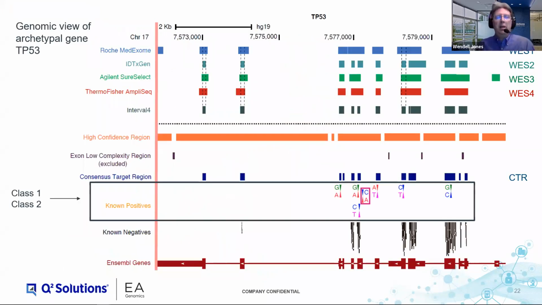So let's just illustrate that a little bit more fundamentally, taking an archetypal gene like P53, just to illustrate, for example, that the kits that are used to enrich for the exome are a little bit different. You see tracks for how each of them interrogate this particular gene. They're very similar, but you also notice the differences between them. You also notice that the interval 4 region is going to be the overlap of all 4. So you can't have a base in the interval 4 region unless it's covered by all 4 of the kits. Then you have the NIST high confidence regions. You have the exclusion of the low complexity regions, and that gives you the CTR, the consensus target region.